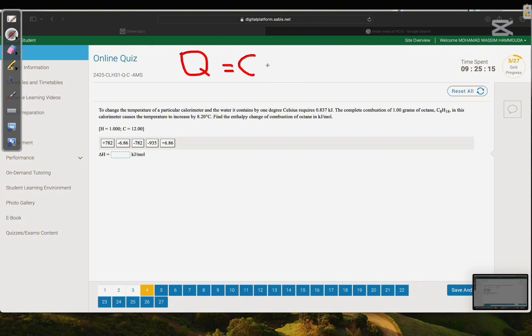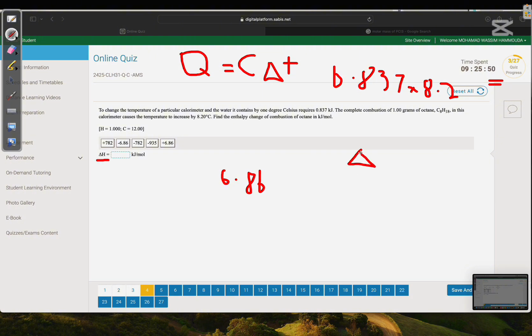So 0.837 times 8.2 is equal to 6.86, and that's Q. But here they want delta H. There is a relation between delta H and Q, which is delta H is equal to negative Q, which we just found, over n, which is the moles.